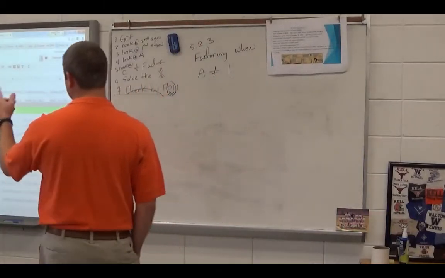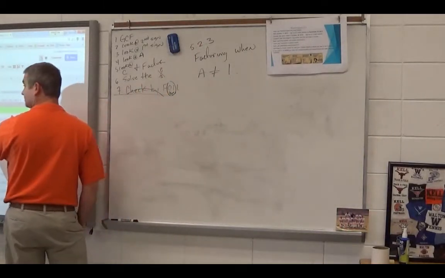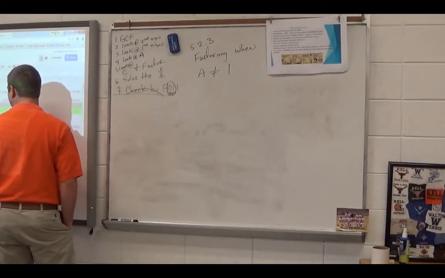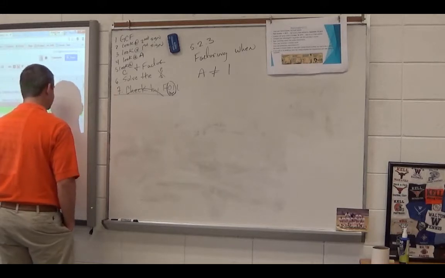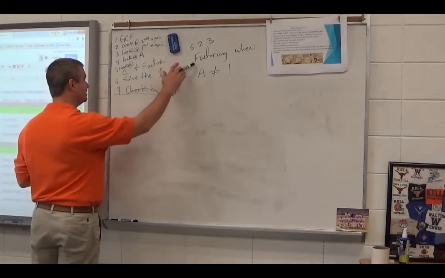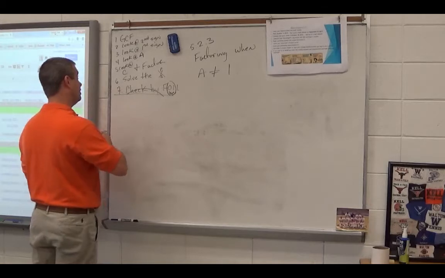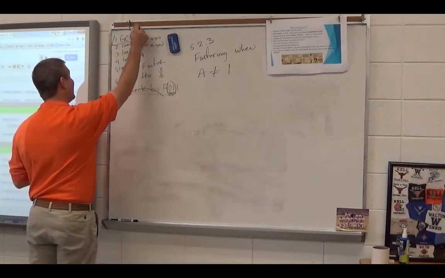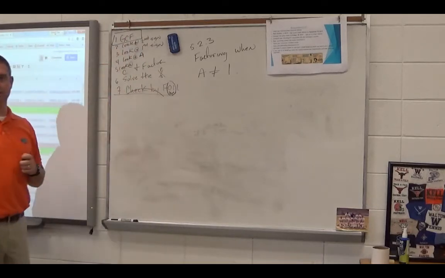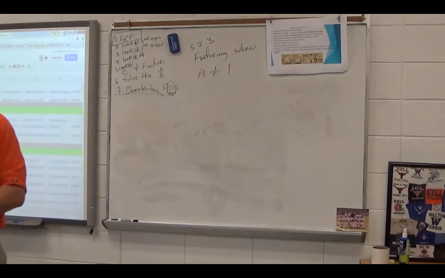5.2.3. You can see in the ELT the learning target is: I can factor a quadratic expression when A is not equal to 1. So this is it here. Rule number 1, write it on your paper, has not changed. Rule number 1 of factoring is always what?